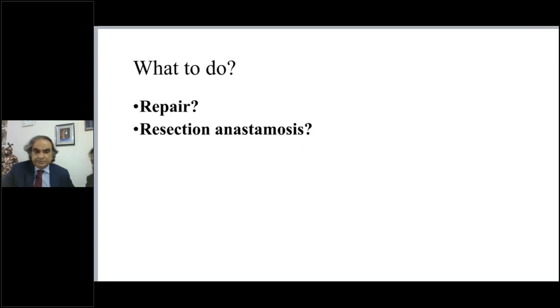Where all will you look for the blood in this case? Suppose, I'm just extrapolating the question, there was just a mesenteric hematoma, bleeding has stopped, and the bowel is looking viable. Would you still be resecting? No. So how would you consider it's a viable bowel? We'll look for the mesenteric pulsations. We'll look for the shininess of the bowel, the luster of the bowel.